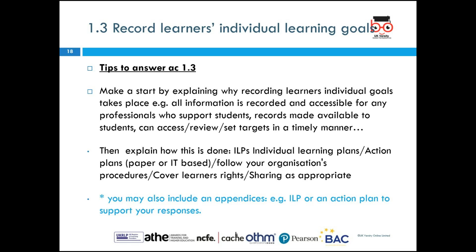You can also include some appendices to support this, so something like an individual learning plan or an action plan. These things you should have available in school as it is, because I remember we used to have folders for each student where we'd have the individual learning plan. If you've not got that, then ask your class teacher. If not, you can do a very basic search on the net, and lots of examples come up of learning plans and action plans.